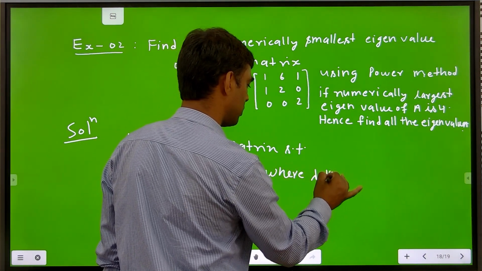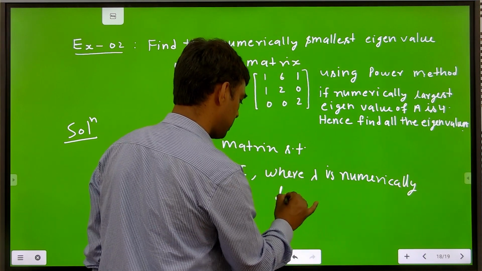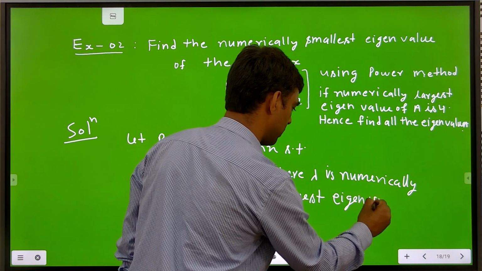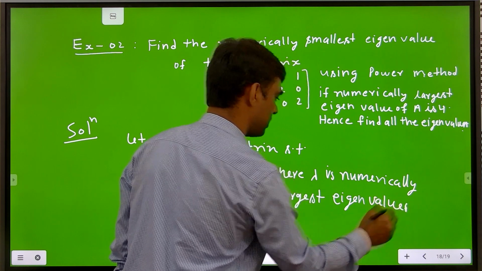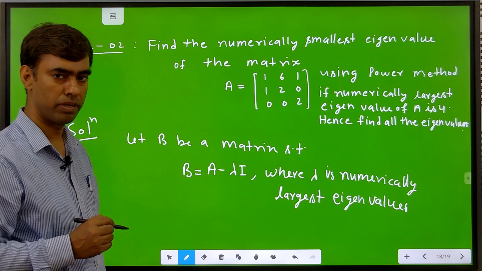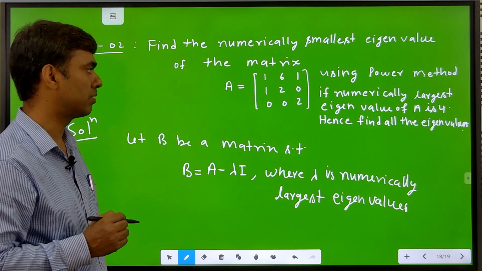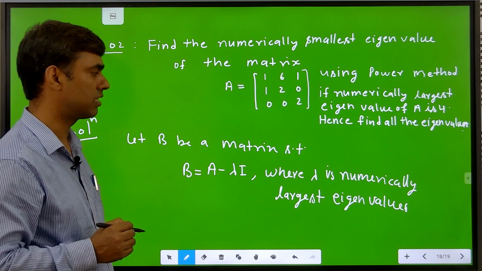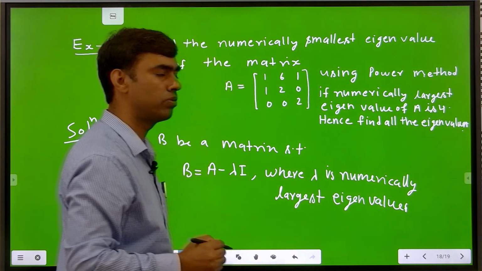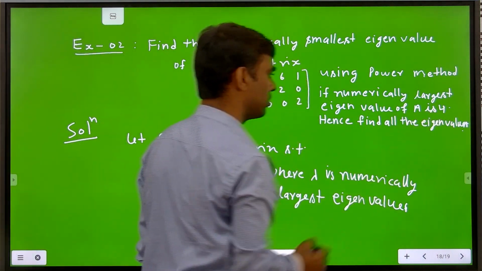lambda is the numerically largest eigenvalue. If lambda is already given in the problem, then we use that value of lambda. If lambda is not given in the problem, then first of all we find the numerically largest eigenvalue using the power method. But in this problem it is already given: the numerically largest eigenvalue of A is given, and it is equal to 4.